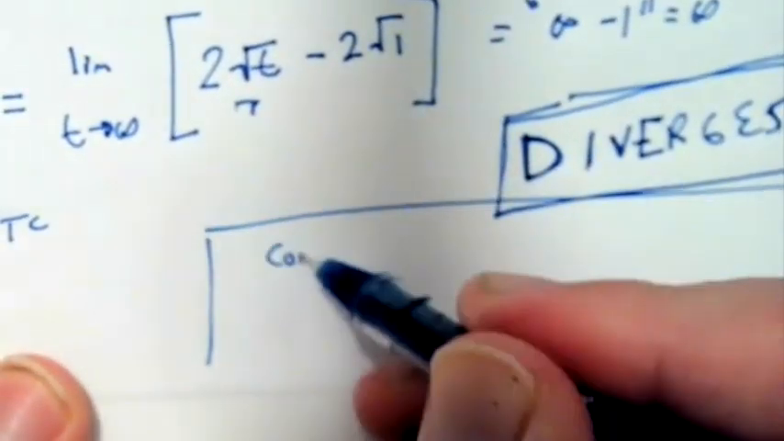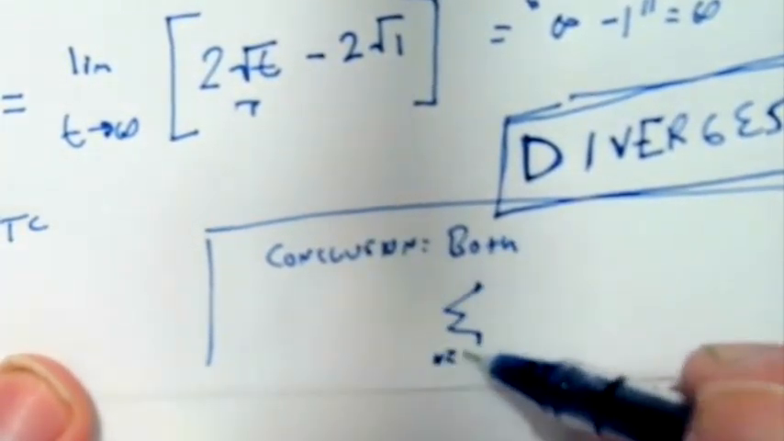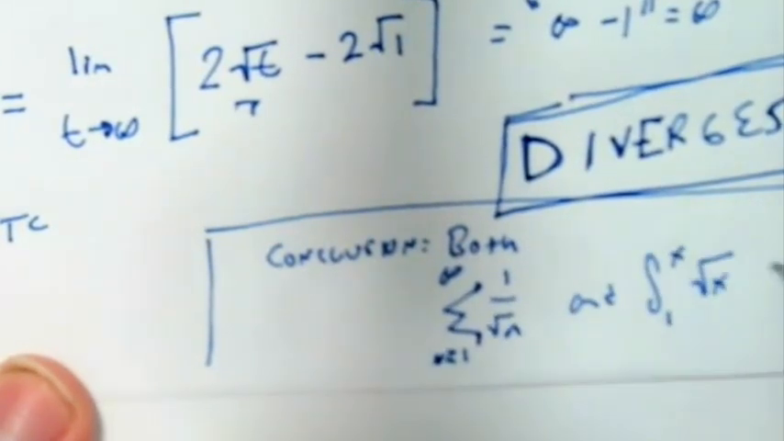This integral and the sum will have the same behavior, so our conclusion is that the sum from 1 to infinity of 1 over square root of n diverges, as well.